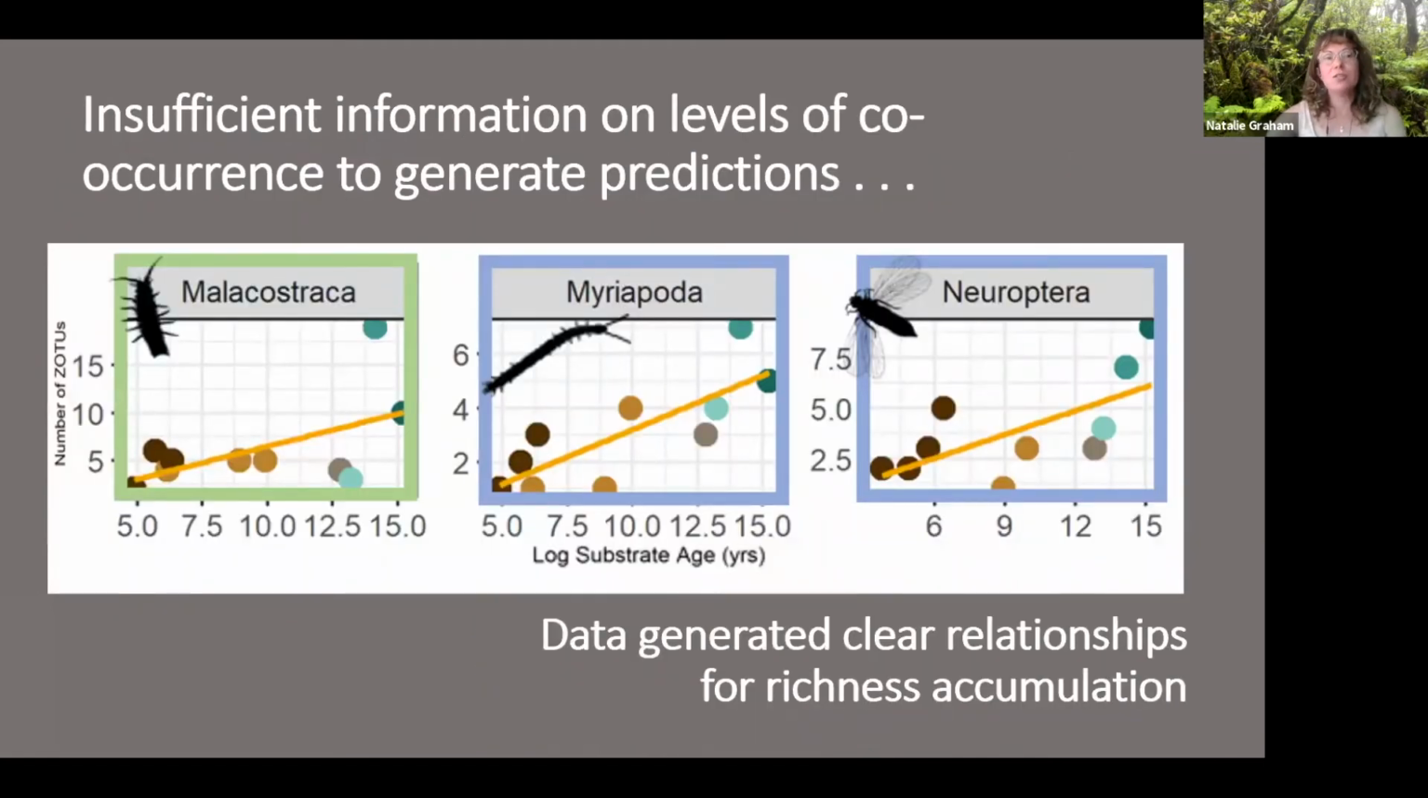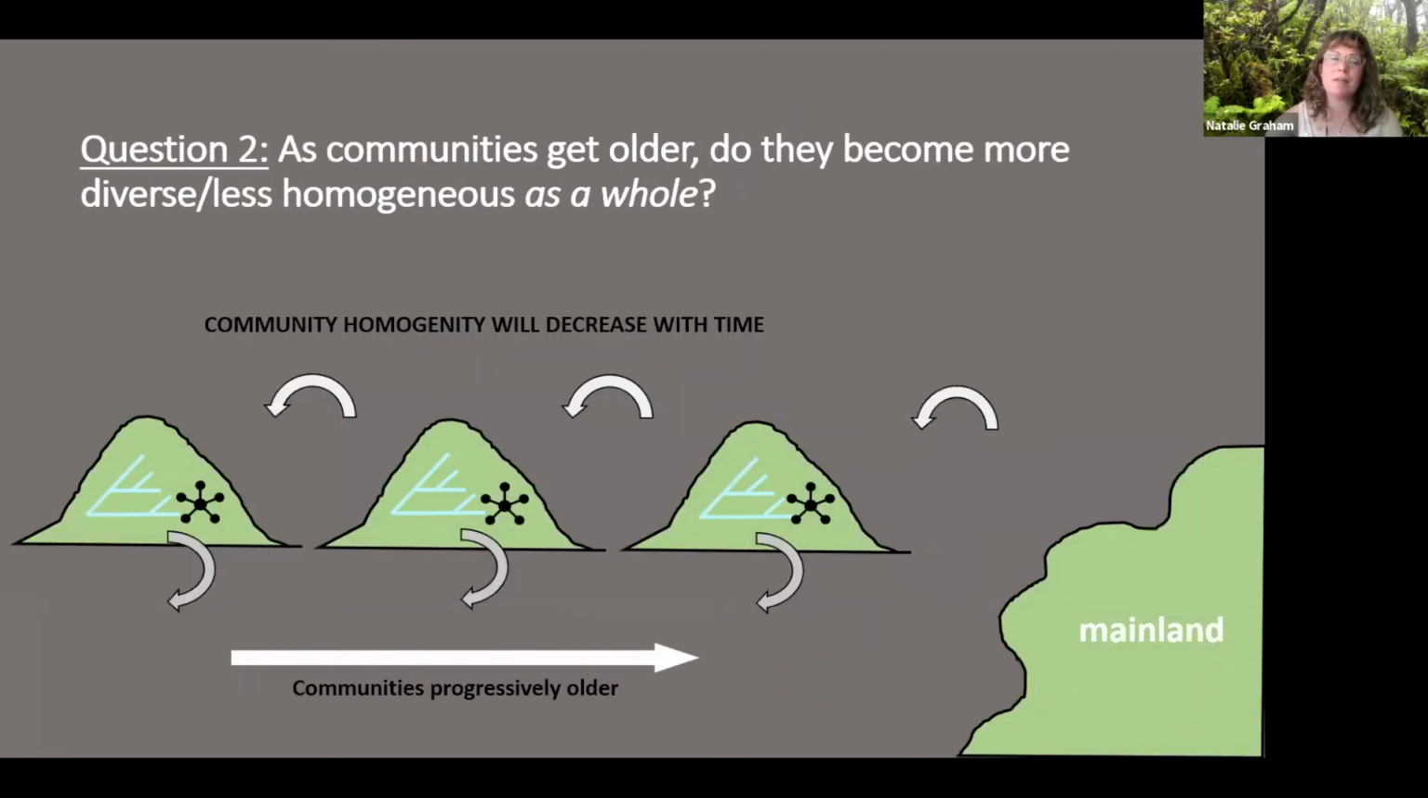Interestingly, there's insufficient information on the level of co-occurrence to predict for some of these lineages, just because they're understudied and there hasn't been much published about them in the literature. So we can't say if they fit this co-occurrence hypothesis or this non-overlapping distribution hypothesis. But the data is pretty clear about the relationship for richness accumulation over time. In this case, we see that Myriapoda, which is the centipedes and millipedes, follow the richness-accumulating-over-time, co-occurrence hypothesis, and same for Neuroptera, while the Malacostraca, which is your amphipods and isopods, do not. They're non-overlapping.